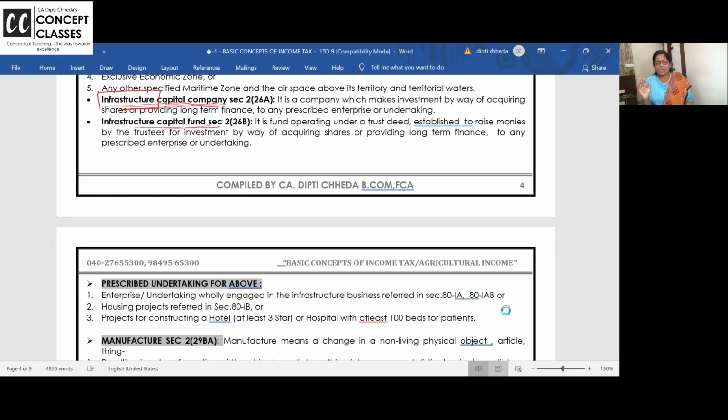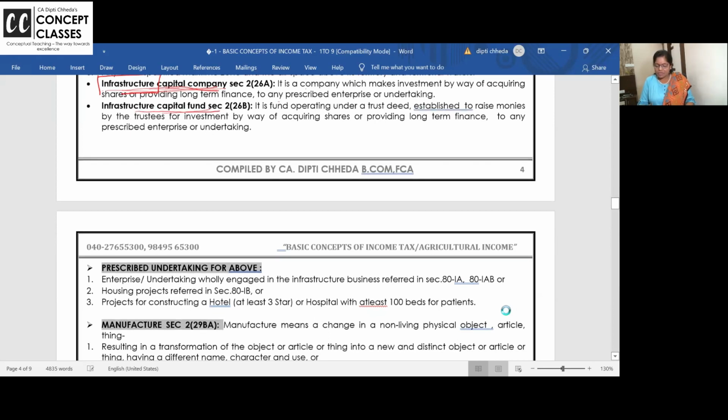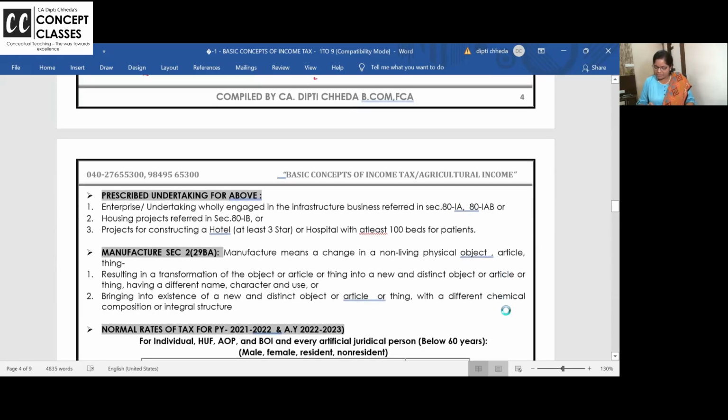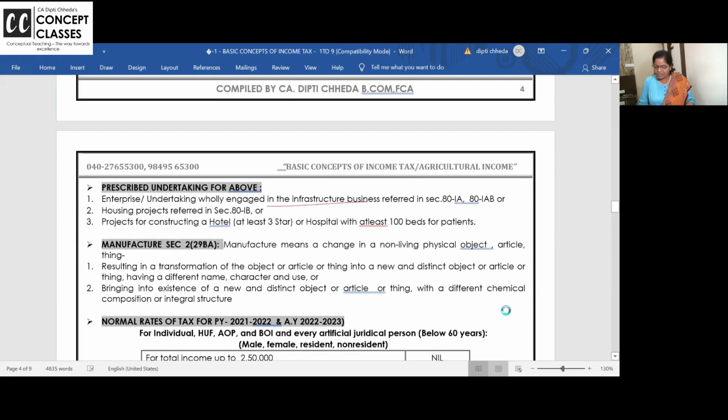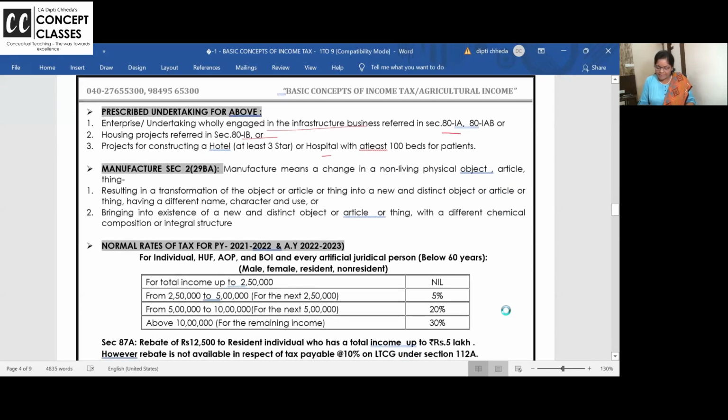Infrastructure capital company. Okay. Next is infrastructure capital fund. For financing this company, we need a fund, and that fund is provided by companies. Okay, some deductions are there, it's okay. When I explain to you, we'll do it. Next, last definition is manufacturing.